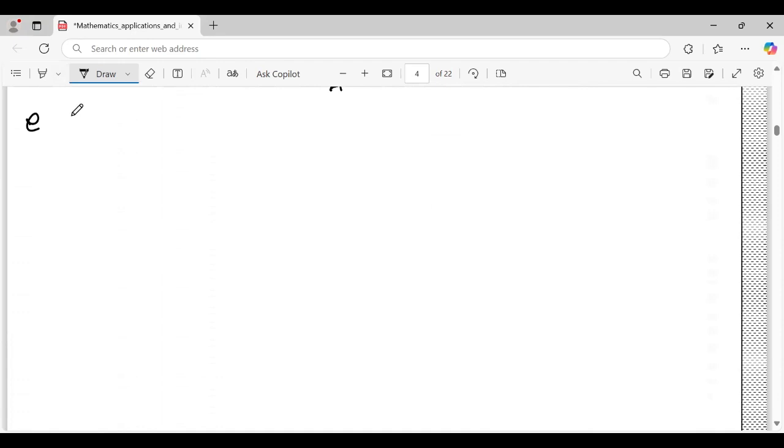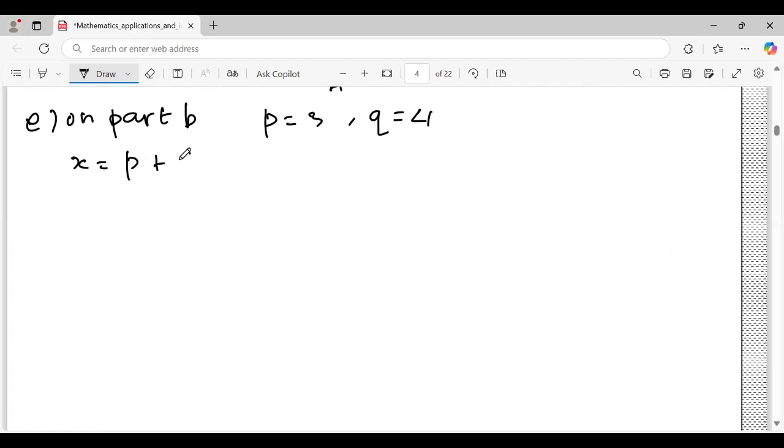On part E, we gain that p equals 3 and q equals 4. So it means x equals p plus x, which is 3 plus x, while y is q plus y, which is 4 plus y.